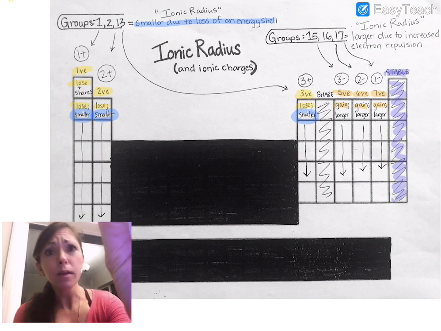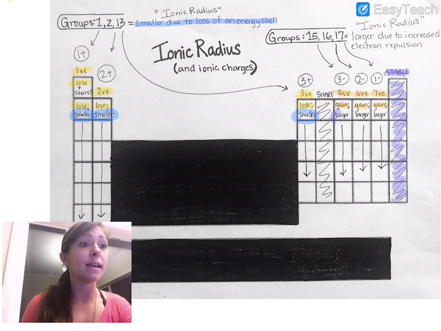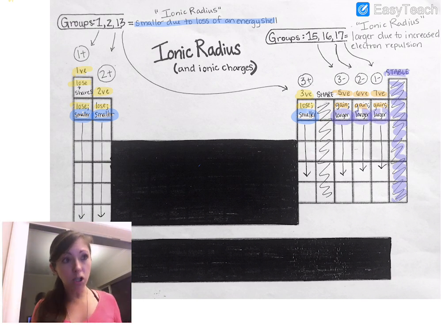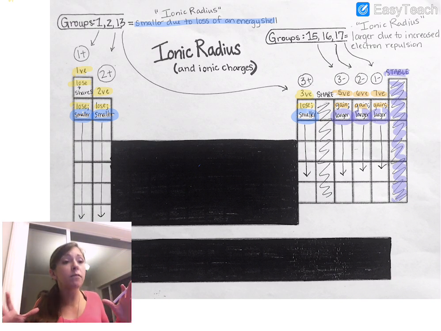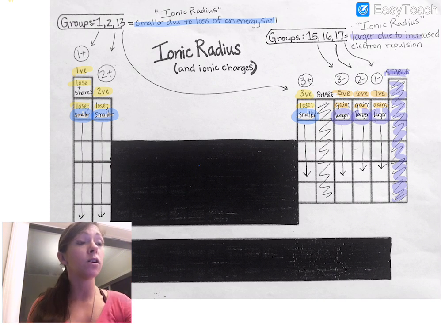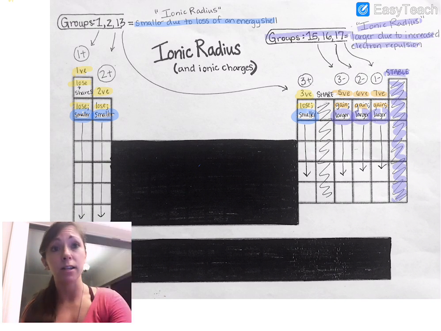Now, the elements over here in groups 15, 16, and 17, they get larger, not because they grow a shell, but because when they take in those extra electrons, like charges, negative, negative, negative, negative, they all repel and push away from each other, which ends up making expansion occur in the shell. So they have a larger ionic radius due to increased electron repulsion, and that's groups 15, 16, and 17, okay?